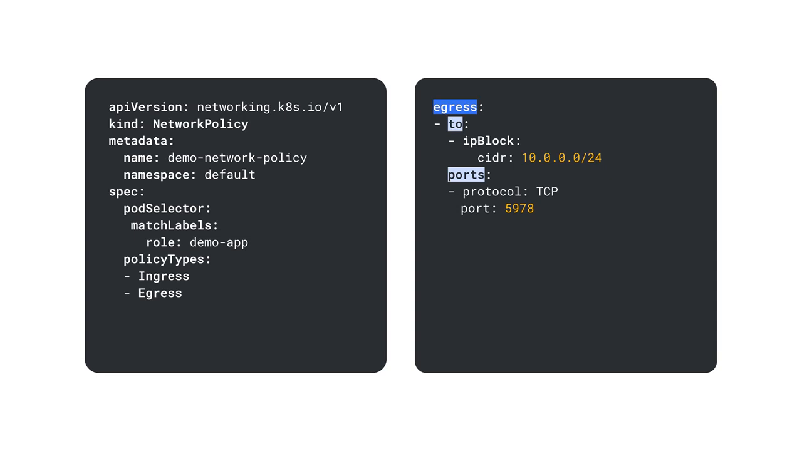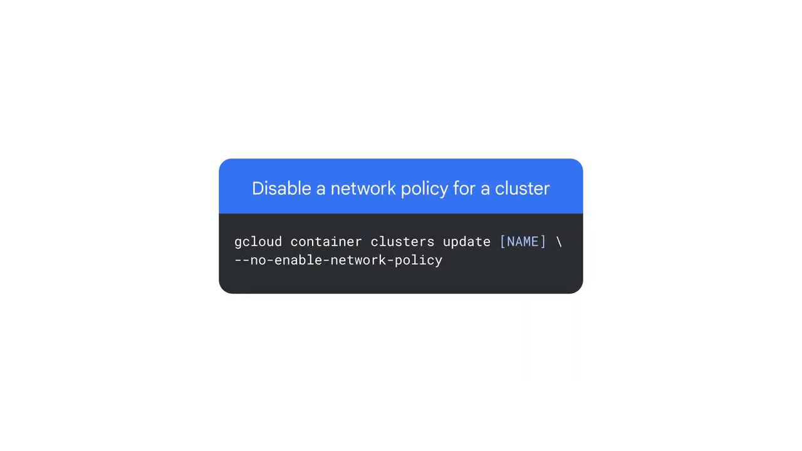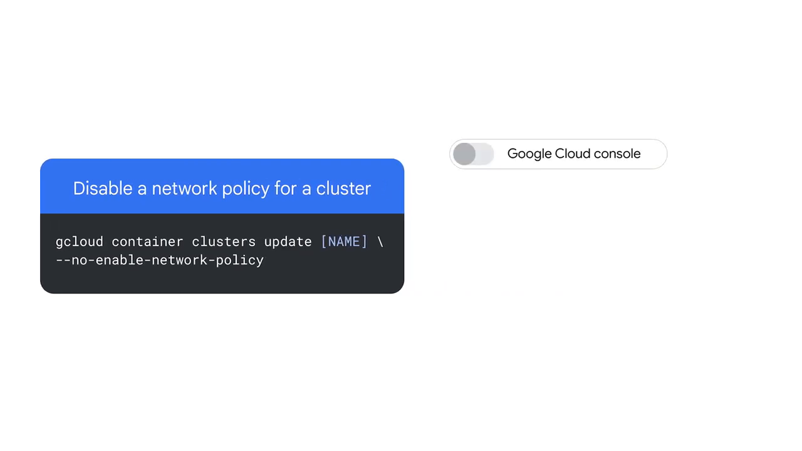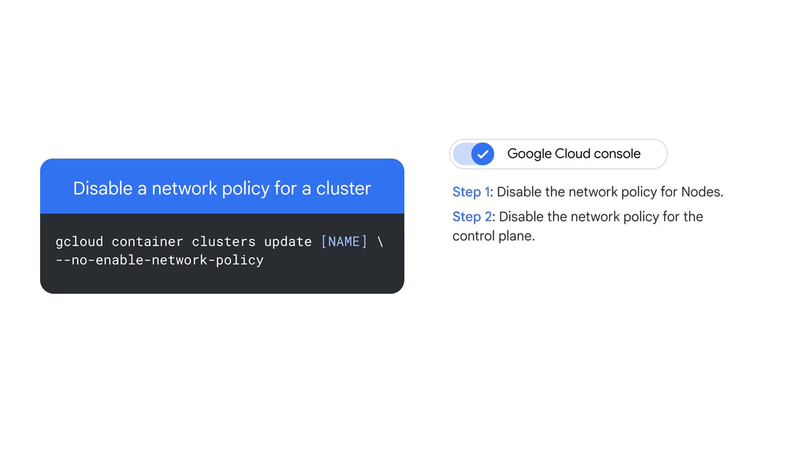Remember, applying network policies does nothing if you haven't enabled network policy on your cluster. You can use the gcloud container clusters update command to disable a network policy. In the Google Cloud Console, disabling a network policy is a two-step process. You first disable the network policy for nodes, and then you disable the network policy for the control plane.